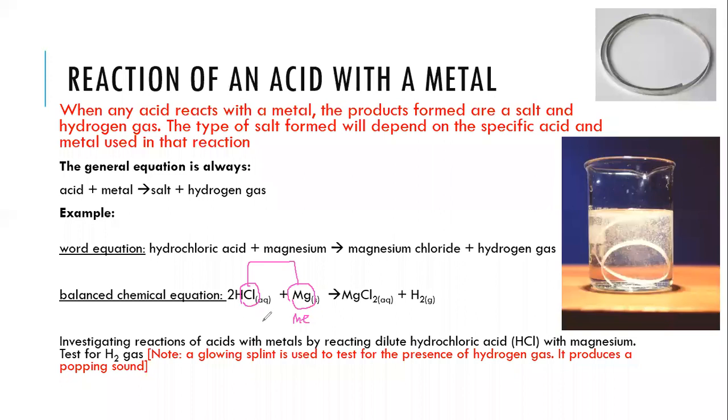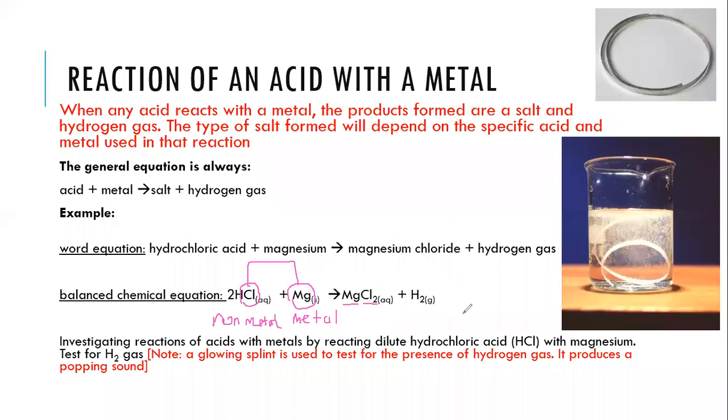When they make a salt, in which order? Metal plus non-metal. So it's going to be magnesium chloride. That's how we write magnesium chloride. That's our salt. And the H left here is going to turn into hydrogen gas.